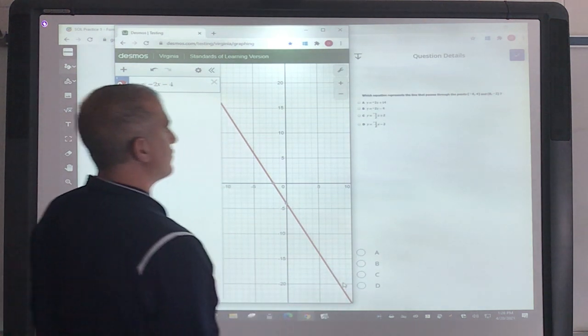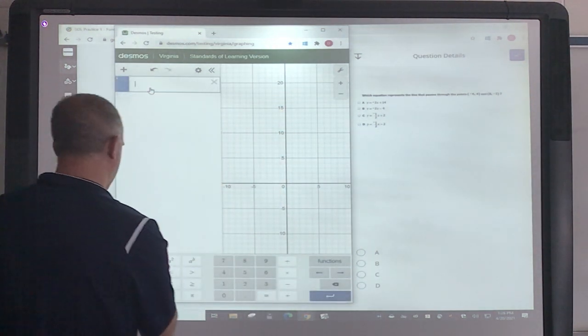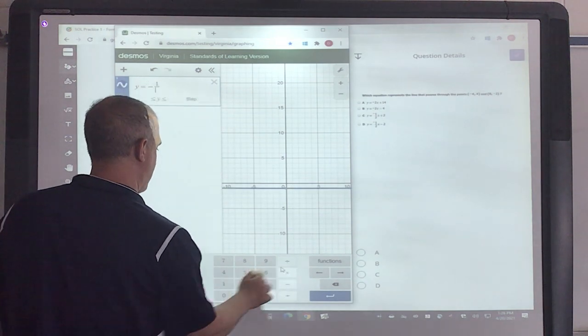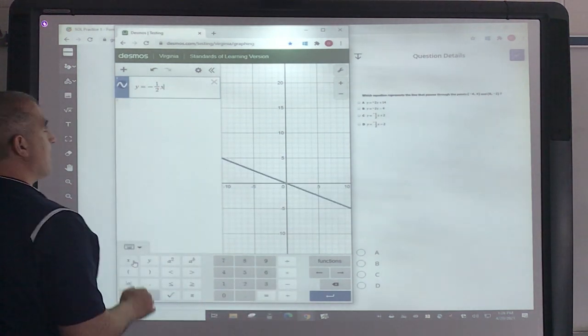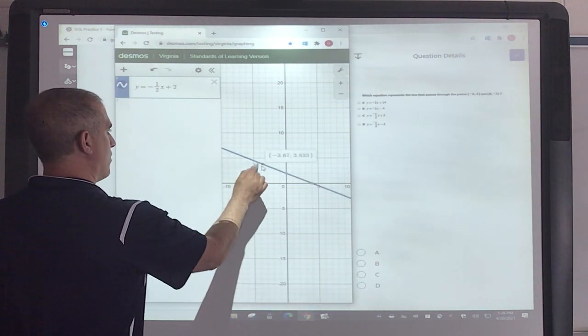Okay, that's 8, negative 20. So that one is no good. Okay, all right. Let's do y equals negative 1 divided by 2, click over here for the x plus 2. All right, negative 4, 4, I believe is there. Yep, that's good. It's on there.